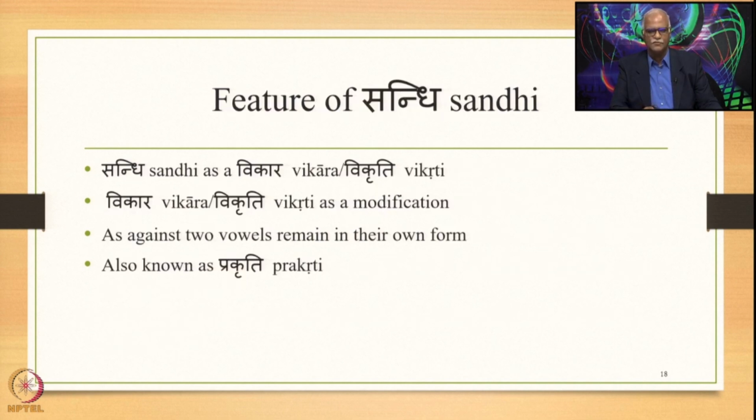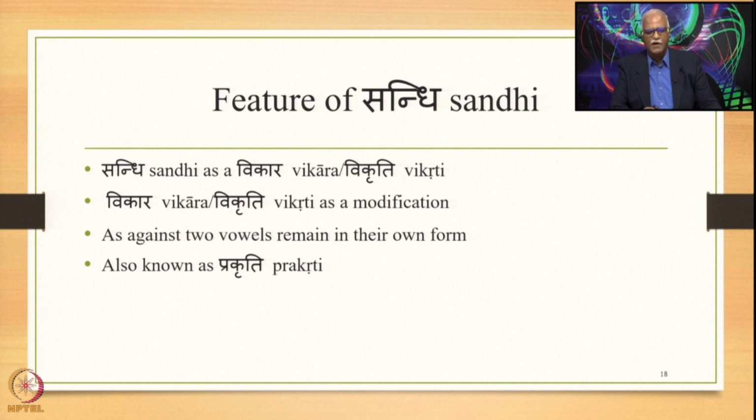What is the feature of these sandhis? We see that sandhi is a vikara or vikriti. When 2 vowels are part of the element, they are considered as prakriti, and the sandhi which is brought about by these sutras in this section is what is a vikara or a vikriti. Vikriti is a modification. There is a modification, there is a substitution, as against 2 vowels which remain in their own form, also in the Samhita mode, which is also known as Prakriti or Prakriti Bhava, and in fact we shall study this Prakriti Bhava type of sandhi when we take that up later on in this course.